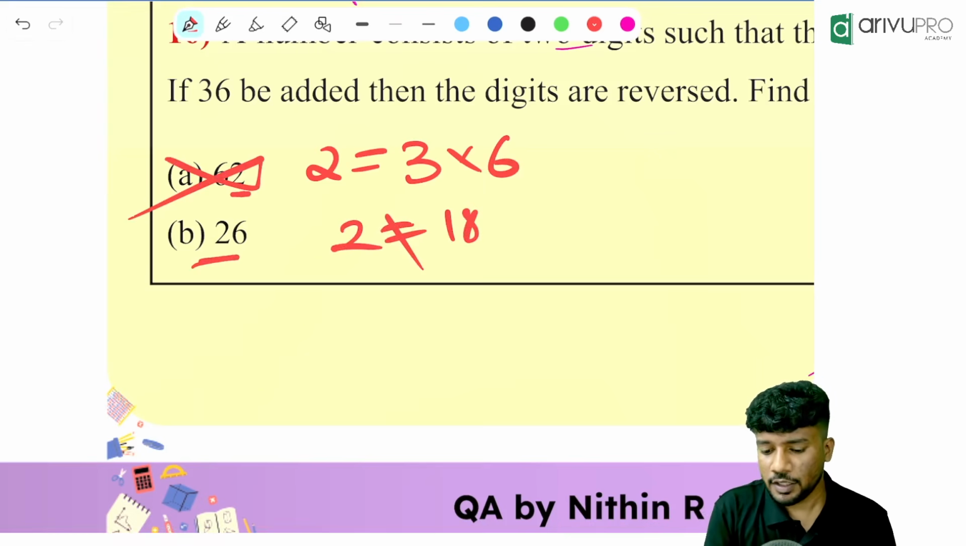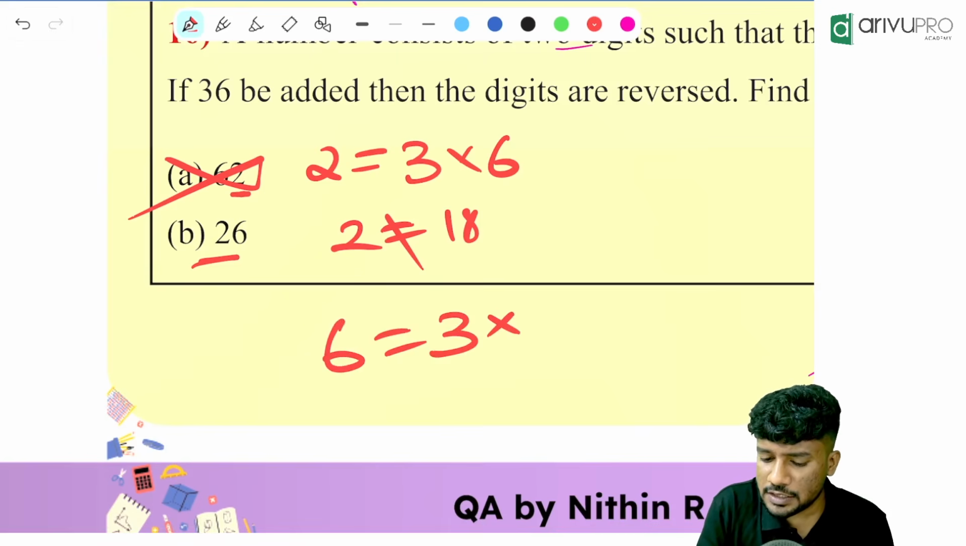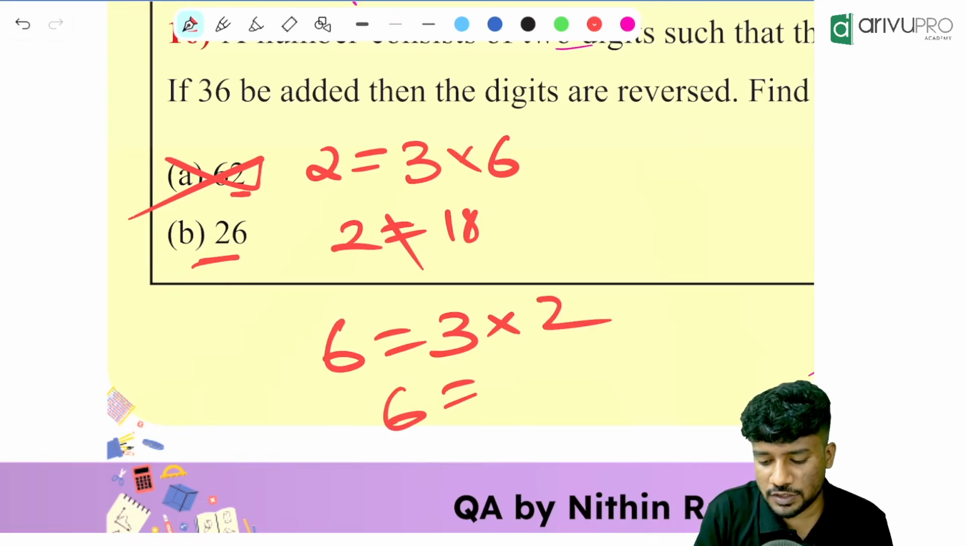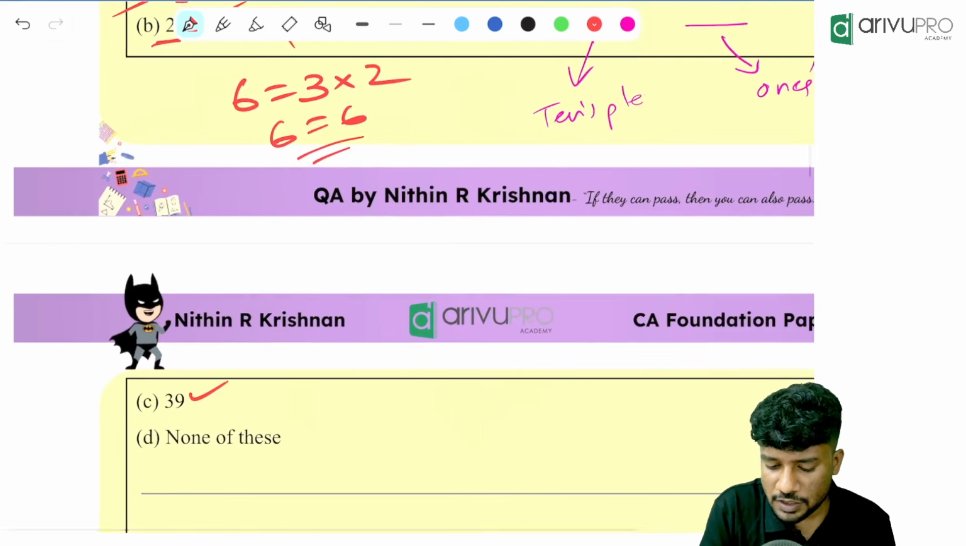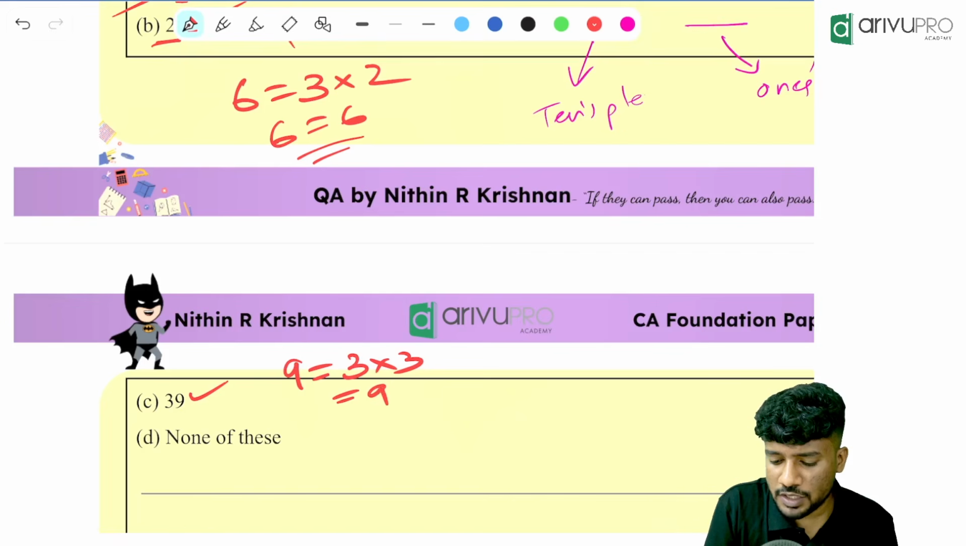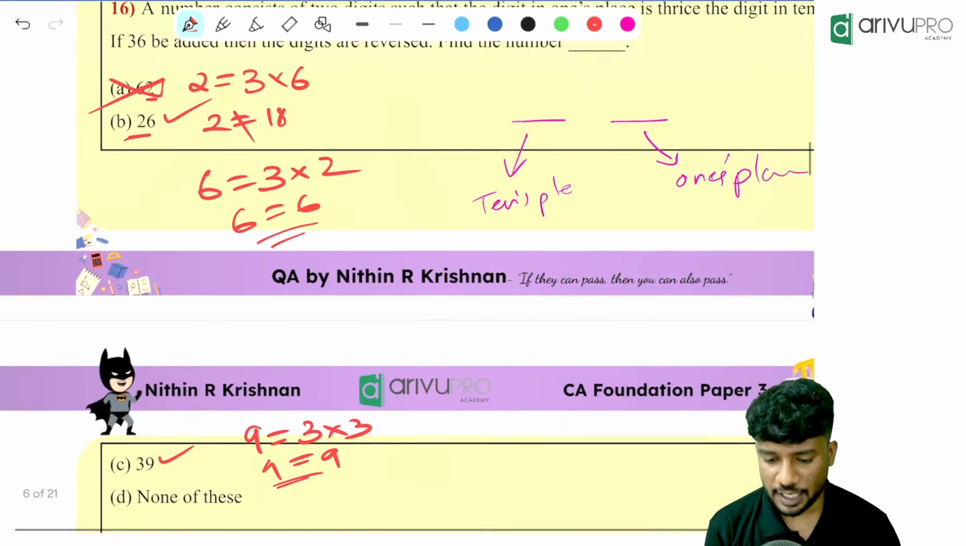Try option B. Ones place is thrice, meaning 3 times the digit in the tens place, which is 6 equal to 6. Either B can be the answer or C. In C, 9 is equal to 3 into 3. Thrice means 3 into 3, which is 9. That means 9 is equal to 9. Either option B or C can be the answer.